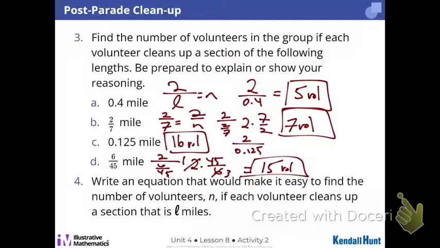So who's got an equation for me to give me the number of volunteers needed? Brendan? 2 divided by L equals N. Yes, 2 divided by L.